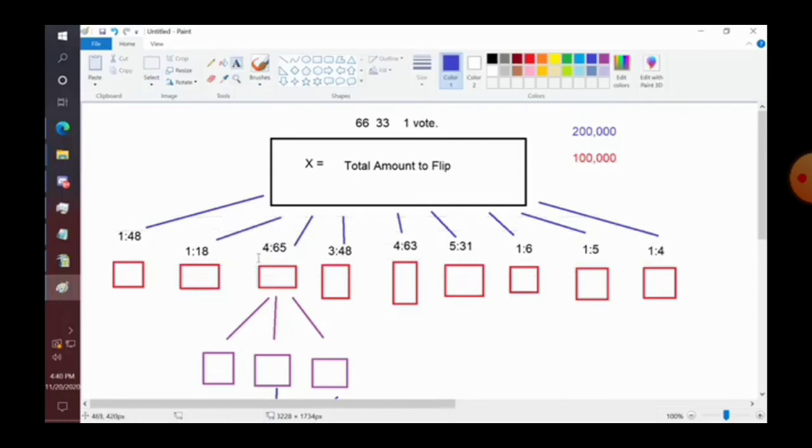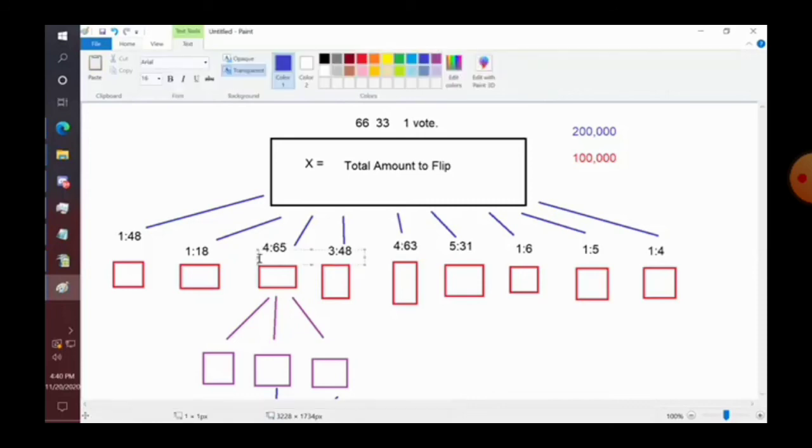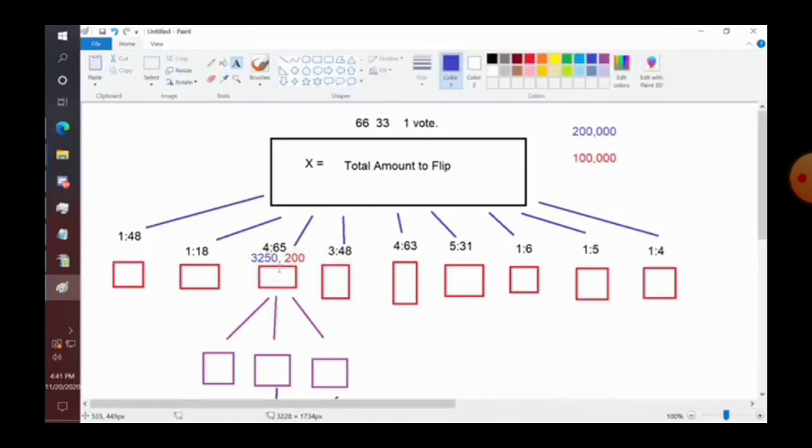That's 4 to 65. So let's just multiply it by 50. So we need to get 200 votes for Trump in this box here, and it needs to get 3,200 votes for Biden, because that's the ratio. So that's what Dominion is trying to get into this overall red box of 4 to 65.